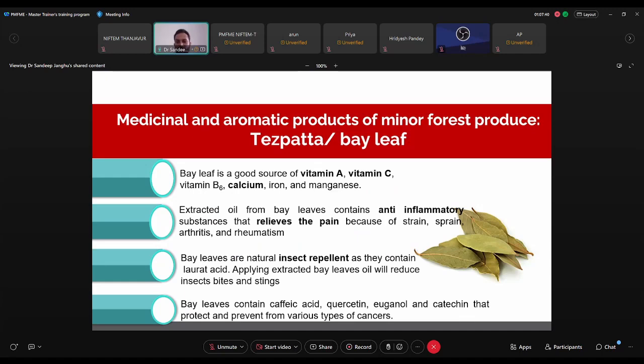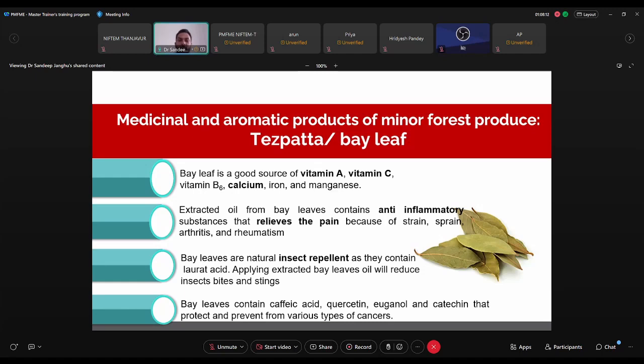Bay leaves are a rich source of various vitamins including B6, vitamin A, vitamin C, and minerals like calcium, iron, and magnesium. They have anti-inflammatory properties, help in relief of pain, and are also used in asthma and for pain from sprain, strain, etc.